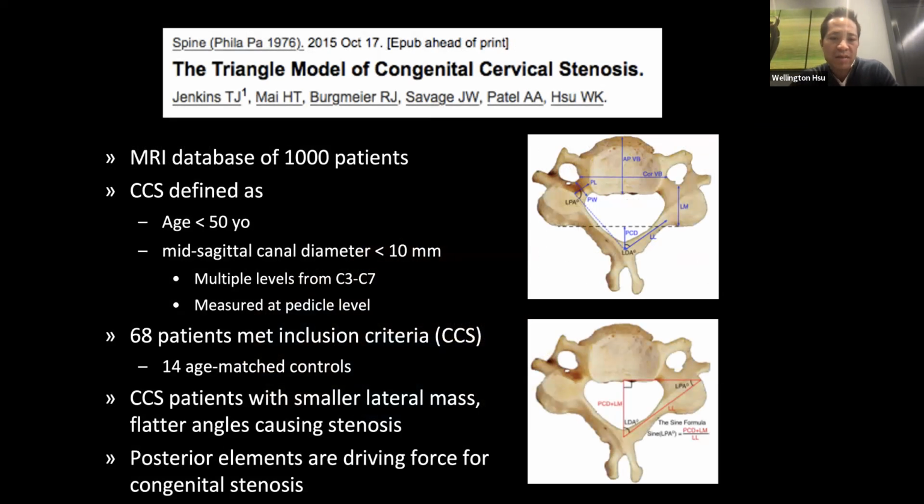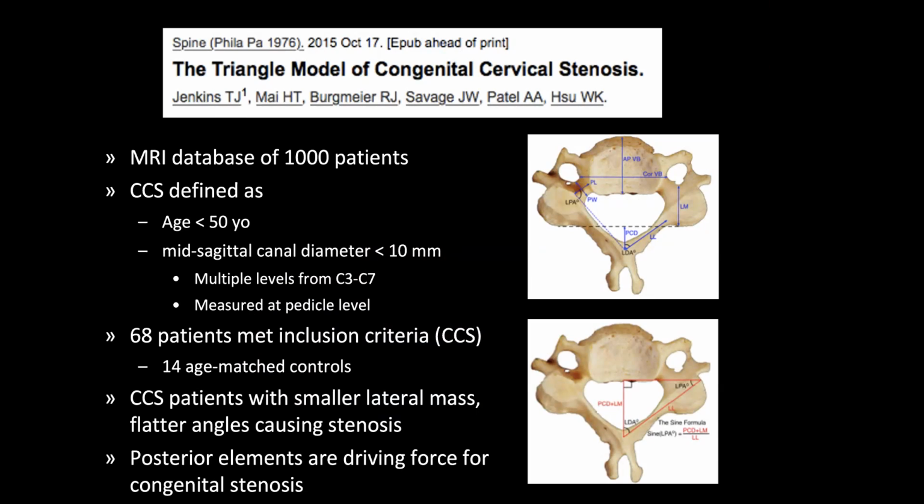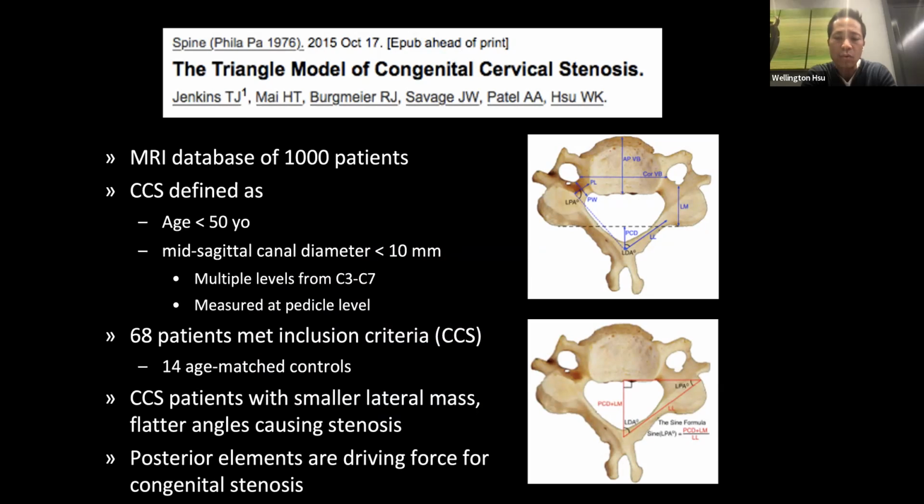Here at Northwestern, we've defined congenital cervical stenosis as an individual less than 50 years of age with a mid-sagittal canal diameter of less than 10 millimeters at multiple levels. And we measure this at the pedicle level. It's important to point this out because when we say somebody has congenital cervical stenosis, it does imply that their deformity or their pathology is in a certain location and could lead to the need for treatment.